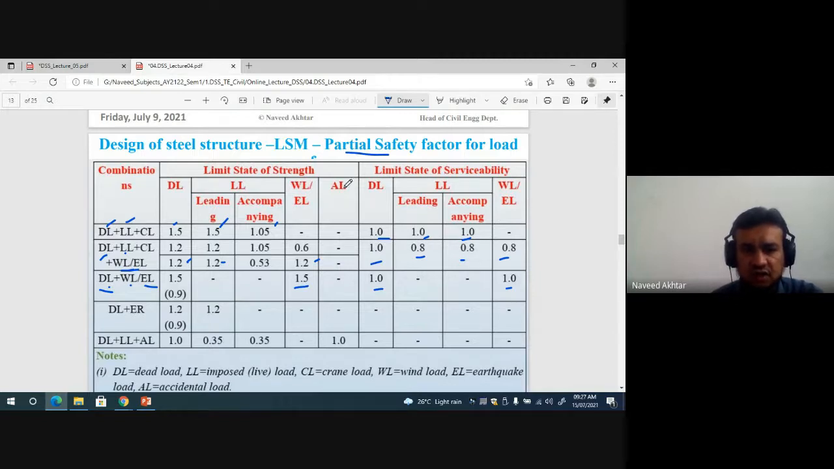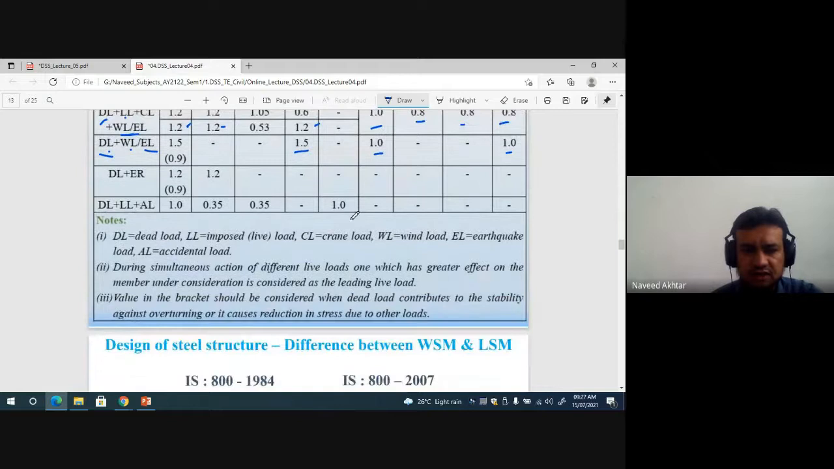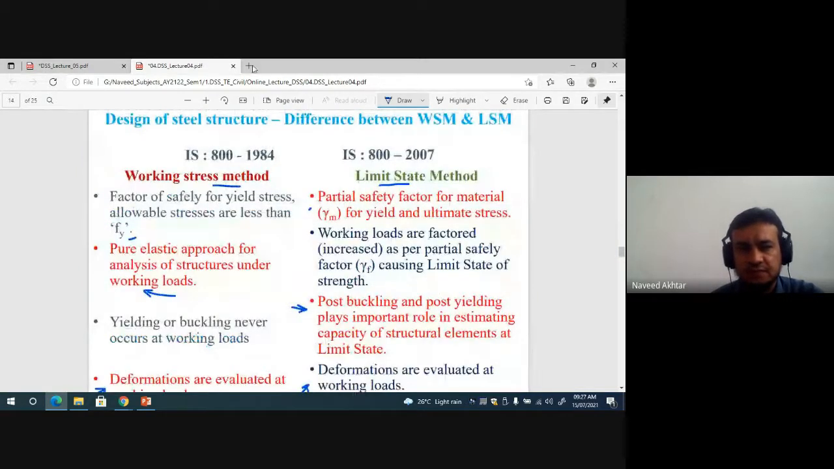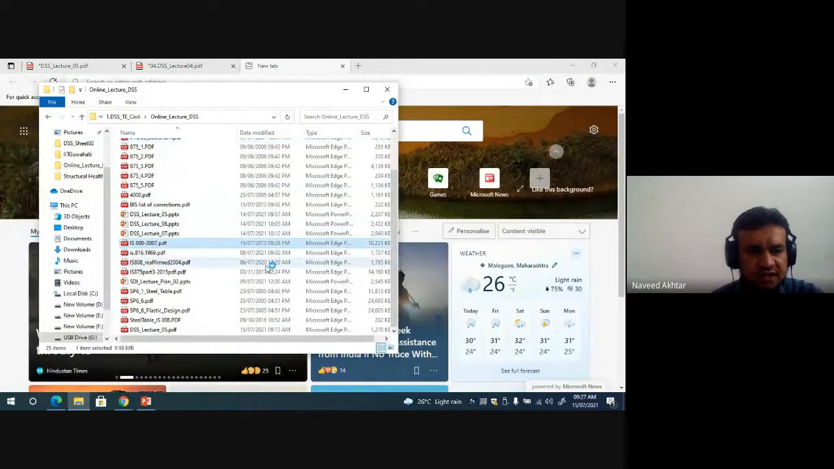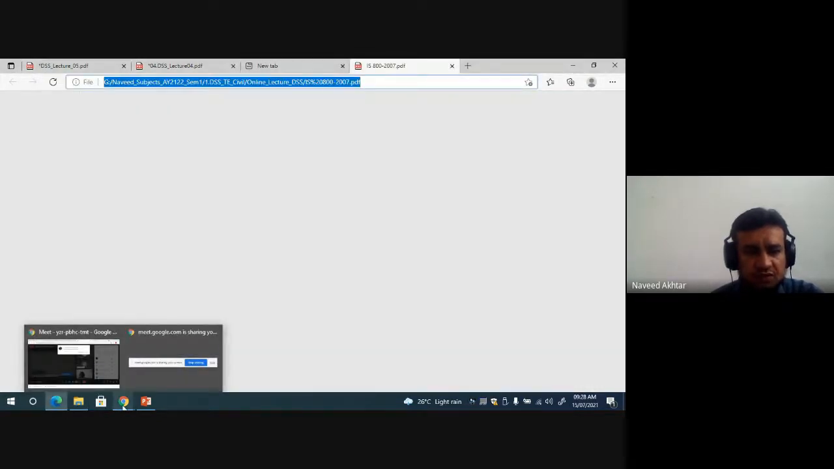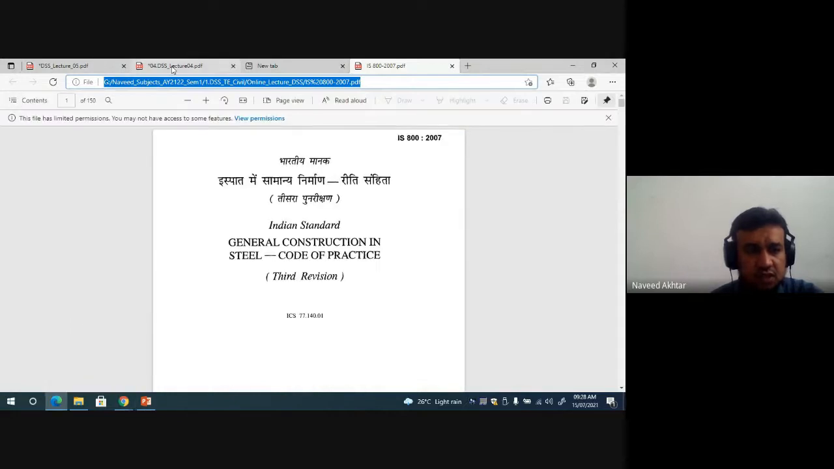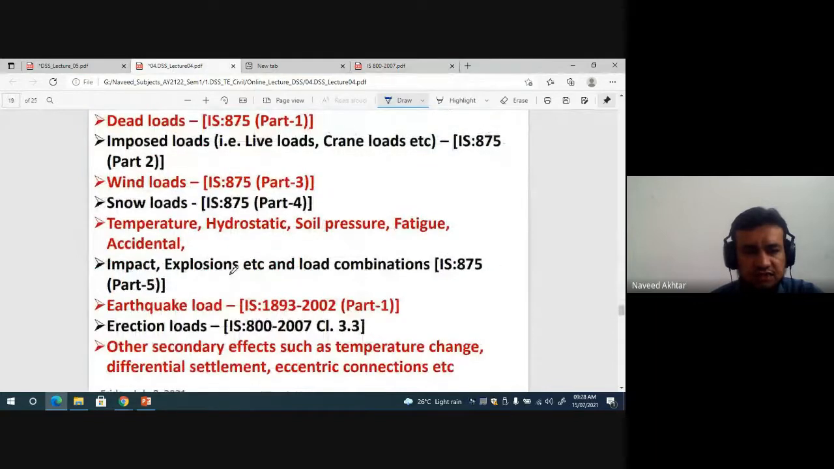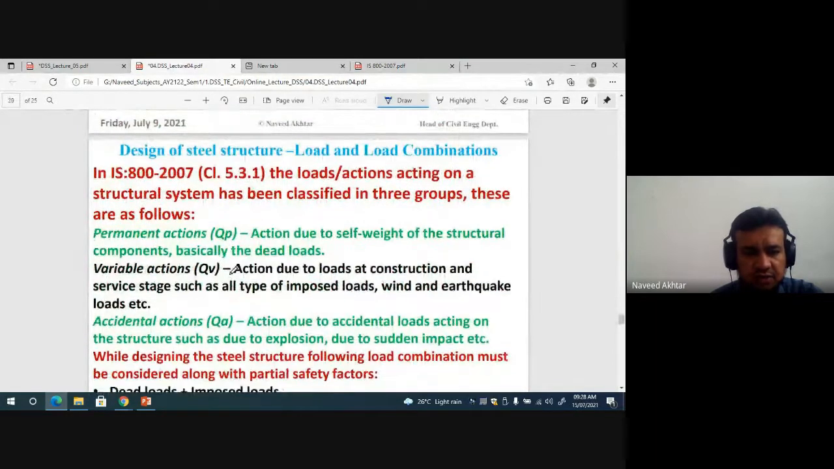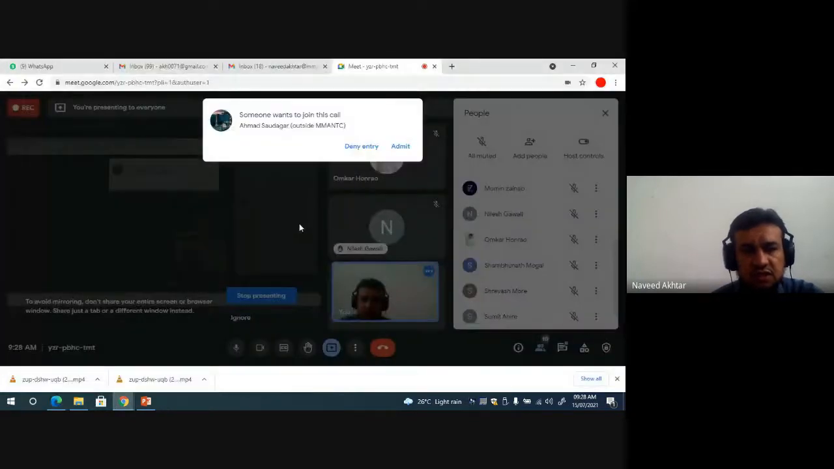So these are the load factors, the partial safety factors for the load, and this table is given in IS 800 2007. In the previous class I showed you on page number 29. We can open that also if you can use that IS 800. Let it be there. So all these things we have seen, and also the various deflections in table number 6 of the IS code, that also we will see.